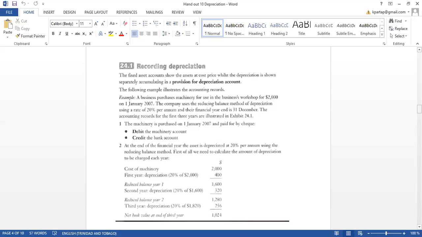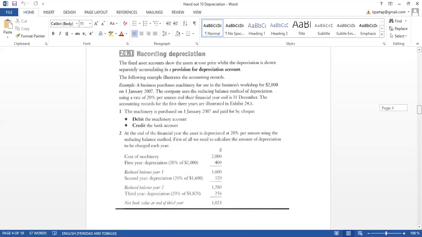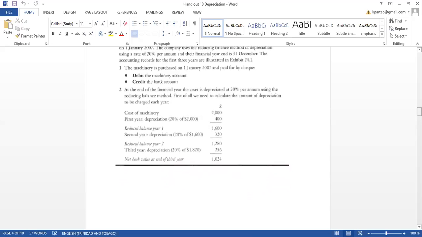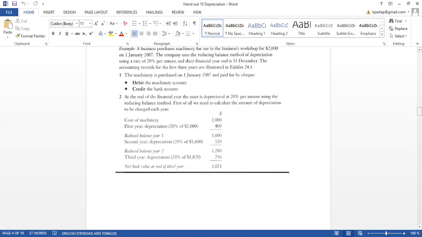So the example is, say the business purchases machinery for use in the business workshop for 2,000 on the 1st of January. The company uses the reducing balance method of depreciation using a rate of 20% per annum, and again per annum means per year, and the financial year ends at 31st December. The accounting records for the first 3 years are illustrated below. Okay, so the first thing we do when we purchase the machinery, we purchase it on the 1st of January and paid for by check.